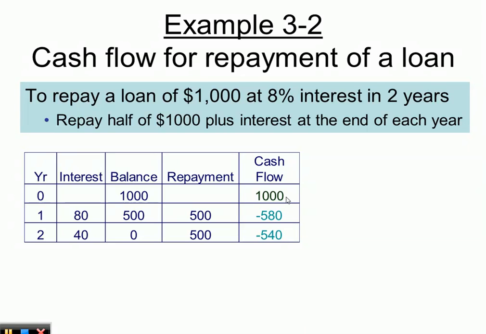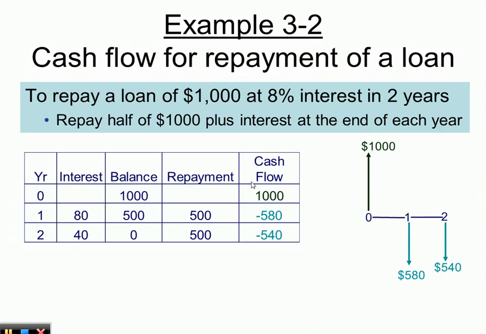So we could visualize this as follows. This would be a 1,000 at time 0 with an arrow pointing up, and these two will be arrows pointing down at the end of year 1 and end of year 2. So here's our cash flow diagram. Arrow pointing up for the $1,000 we received at the beginning, and then 2 arrows pointing down at the end of year 1 and end of year 2. Notice they're not the same length. This is slightly bigger because here we have 580 that we have to pay, while here we have 540 that we have to pay.